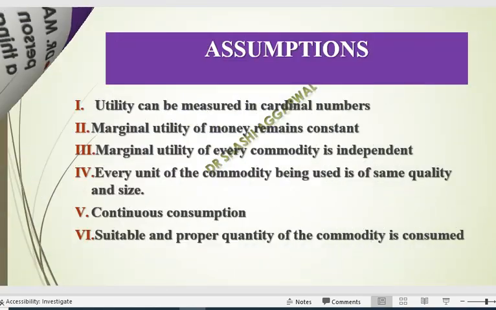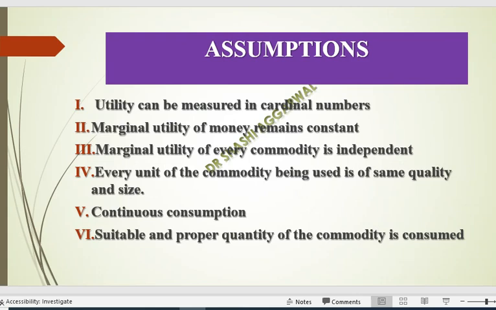This law is based on these assumptions. Utility can be measured in cardinal numbers. Like if I have tea, I could say I have derived 50 units of utility from the tea. And utility can be added and subtracted. Marginal utility of money remains constant. Marginal utility of every commodity is independent. Like if we are consuming X, the marginal utility derived from X is not going to affect the marginal utility derived from commodity Y.